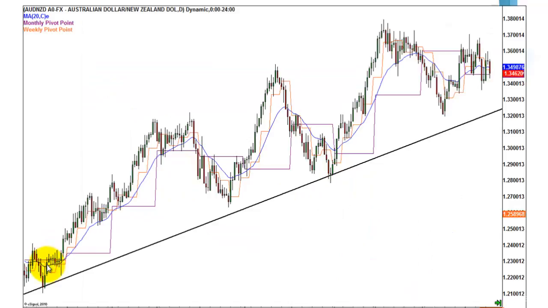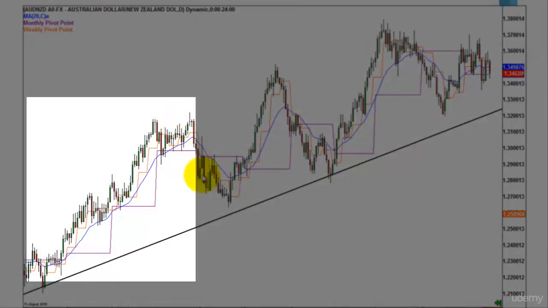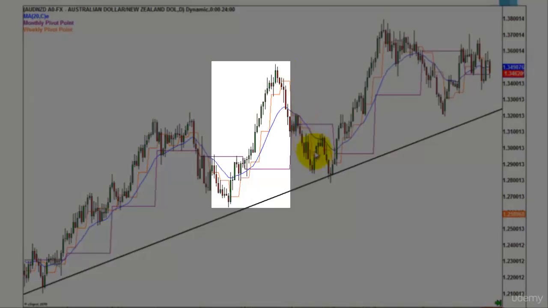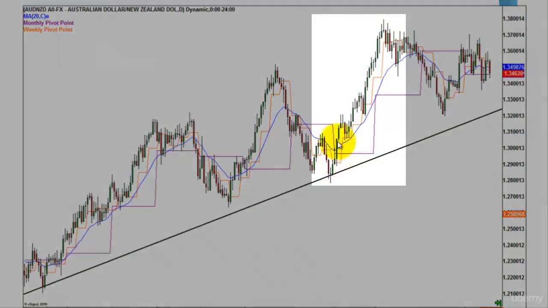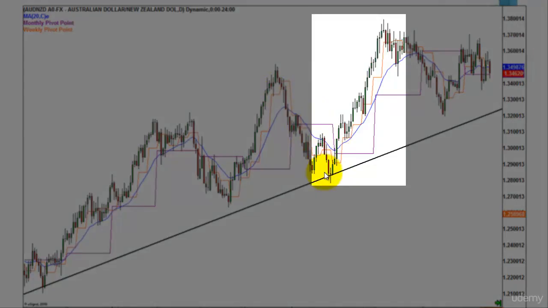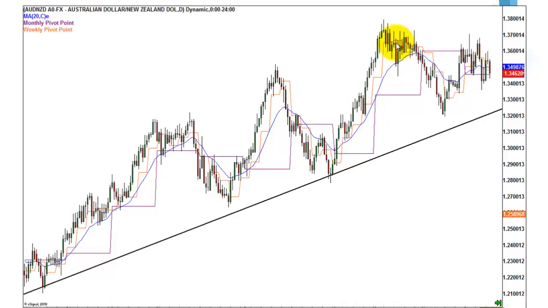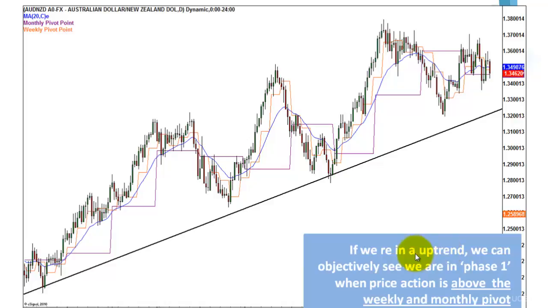For example, we've got phase 1 being the extension, phase 2 being the retracement, phase 1 the extension, phase 2 the retracement. We can use the weekly and the monthly pivots to quantify to us objectively that we are in phase 1, as and when price action has left the phase 2 retracement in order to make a higher high in this case, and be in phase 1 until that point is met. So it's the same principle as we've just seen before. If we're in an upward trend and we want to trade phase 1, we could objectively say the price action is above the weekly and the monthly pivots, and that's a very good objective measure for that.